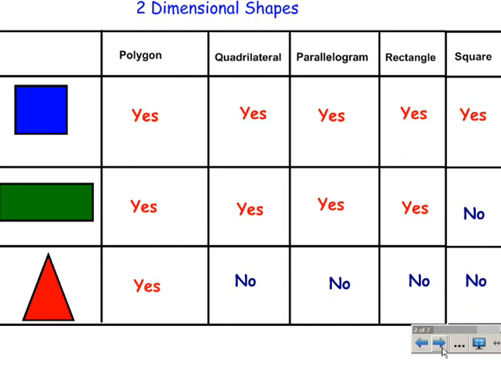The final example, let's look at a triangle. A triangle can be categorized as a polygon only because it's a plane figure with straight sides. It's not a quadrilateral because it only has three sides, not four. It's not a parallelogram because its sides are not parallel. And it can't be a rectangle or a square.